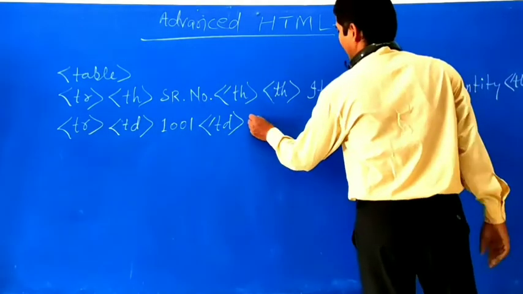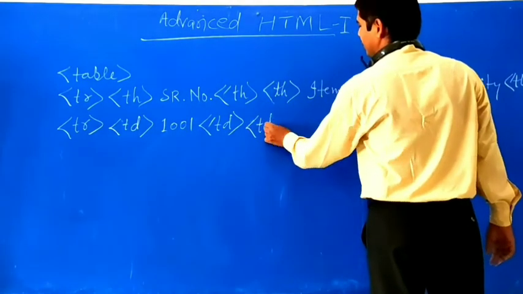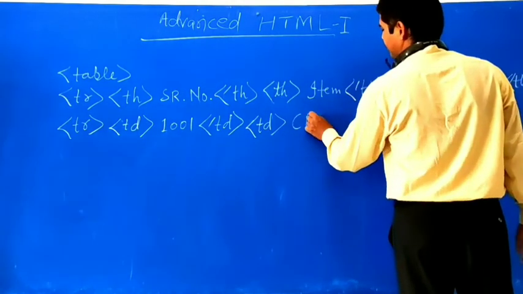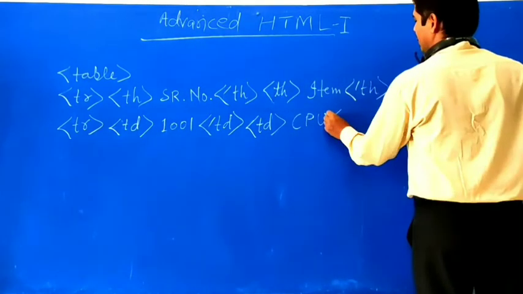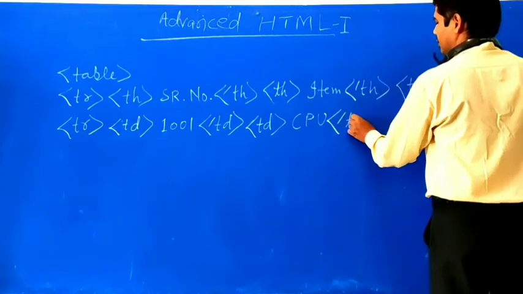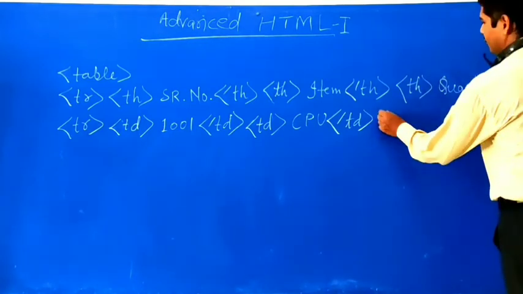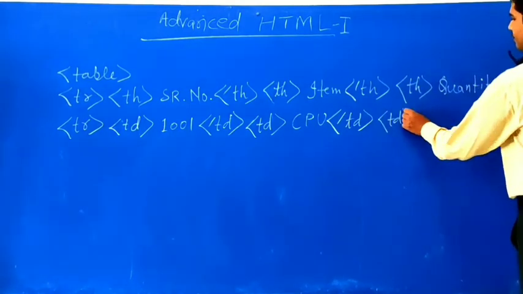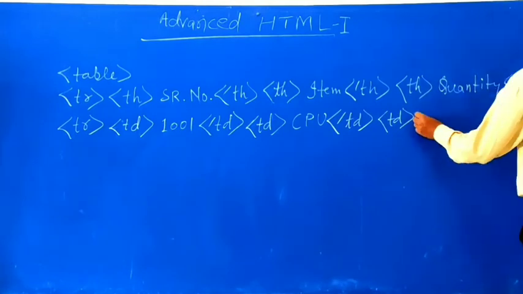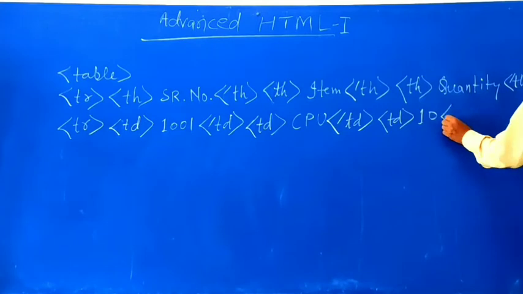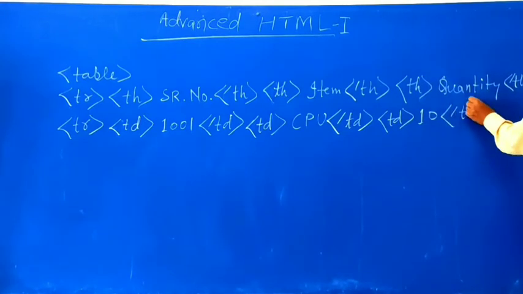Item. For item we will again open TD and we will give item as a CPU. Okay, and we will close TD for item. Now for quantity we will open TD and we will write here 10 as a quantity, and we will close TD for quantity and we will close the row, TR.